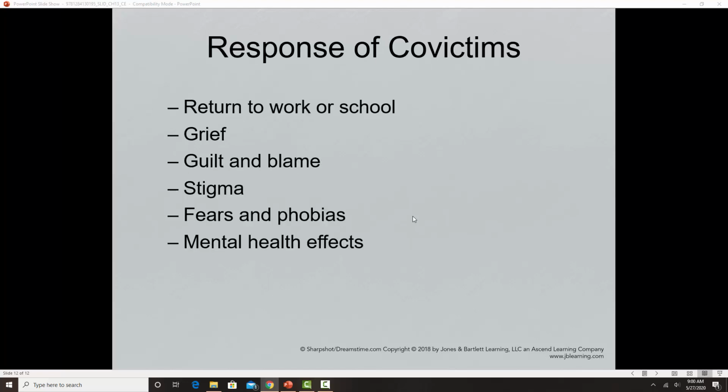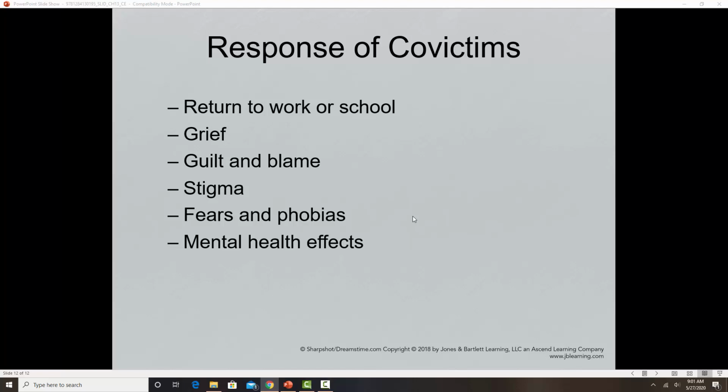Lives can really be destroyed by homicide. Co-victims, family members in particular, are going to be dealing with grief. They could be feeling guilt. They could be feeling some type of blame. They could have issues with having to return to school or work. It's really difficult to focus when you are grieving, to focus on school or work.